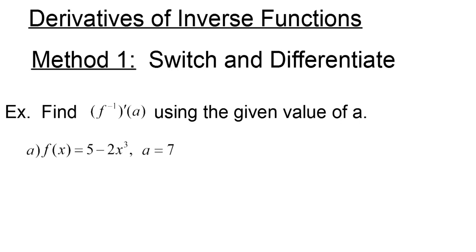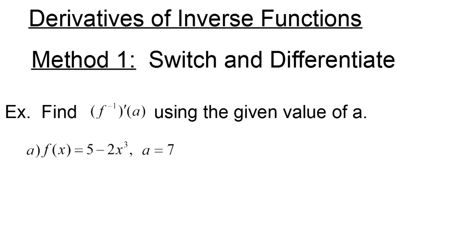All right, so we know what an inverse function is. We know what its relationship is to the original function. We know how to find the inverse. So how do I find the derivative or the slope function for that inverse? Let's take a look at an example. I want to find the derivative of the inverse, and then I want to find the slope of that inverse at a given value a.